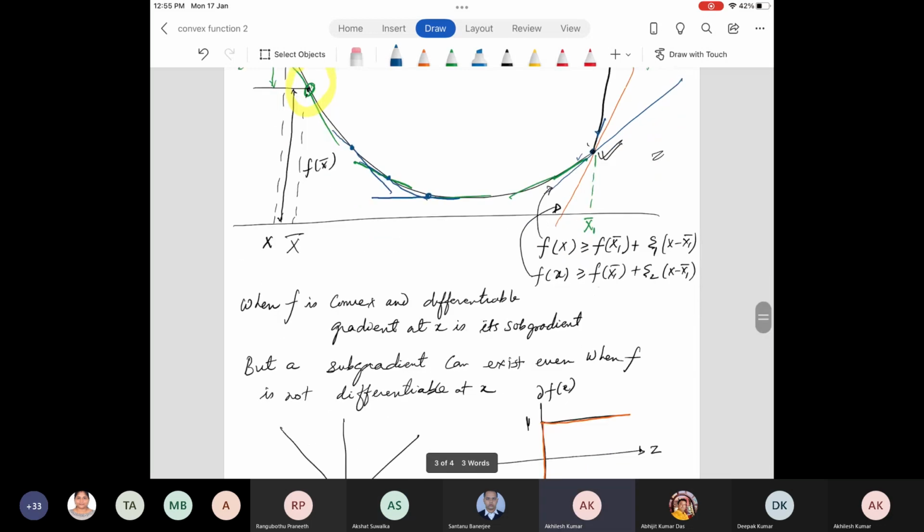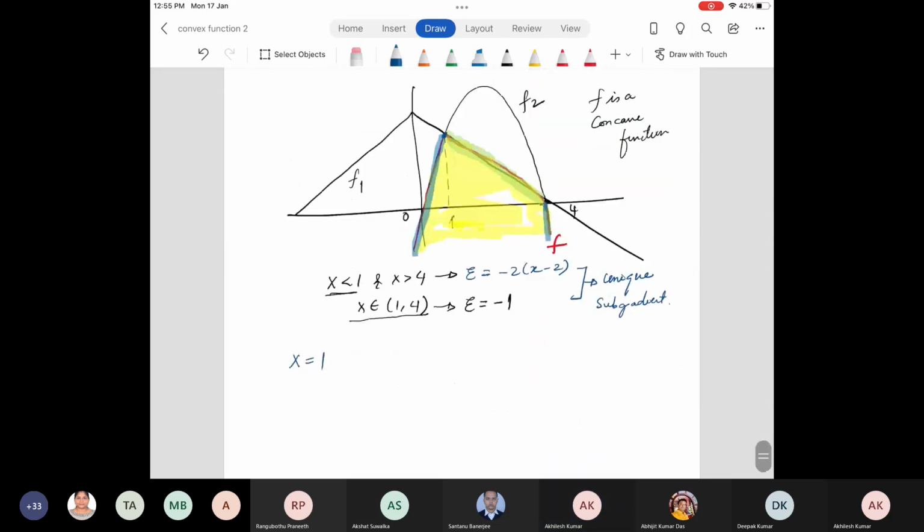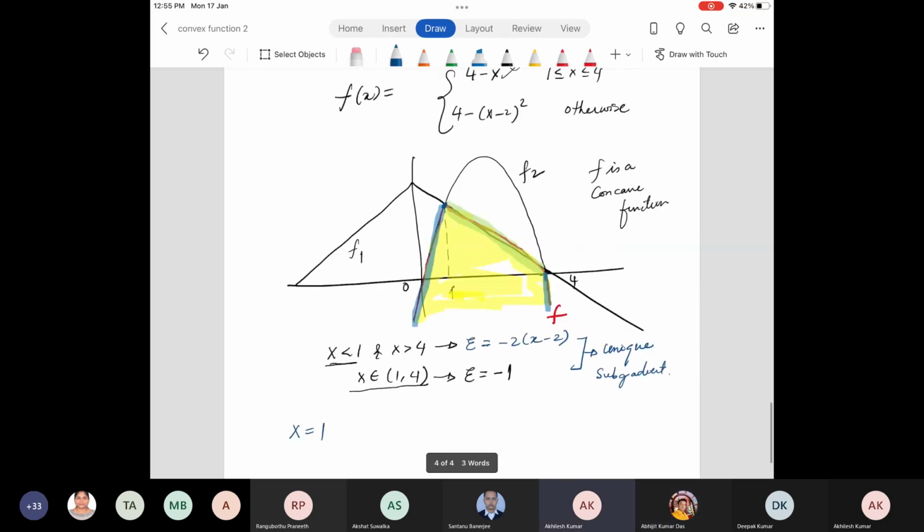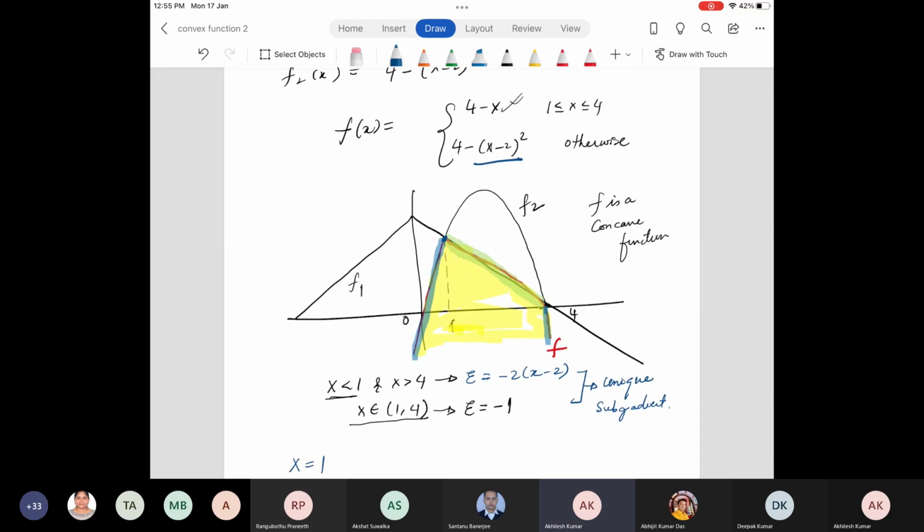But points like this... Is that -2 times (x - 2) or (x - 4)? -2 times (x - 2). Just differentiate, the 2 comes here, x - 2. Okay, yes.